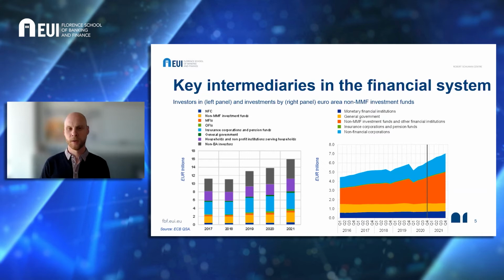In addition, you see the light blue area, which is related to the non-financial corporations. So if you combine both graphs, the investors and the investments of the funds, you see that funds are intermediaries in the middle. They collect money from insurance companies and households and channel it to non-financial corporations, for example industrial companies, and also use other funds to channel the money further to other sectors.